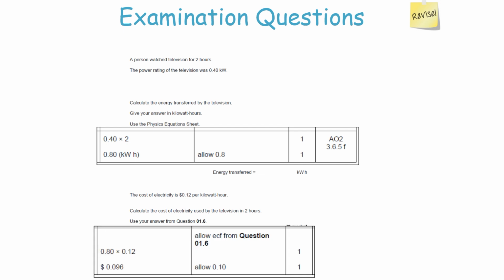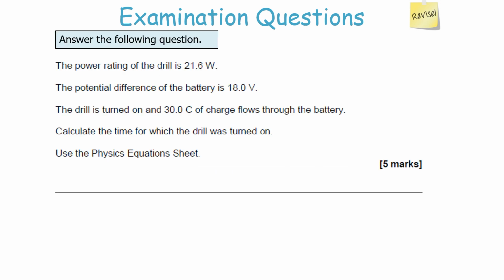Now again, you don't have to learn that equation, but you've got to use mathematical common sense when you're working out your answers in GCSE physics. The next question says the power rating of a drill is 21.6 watts. The potential difference of the battery is 18 volts and the drill is turned on and 30 coulombs of charge flows through the battery. Calculate the time for which the drill was turned on.